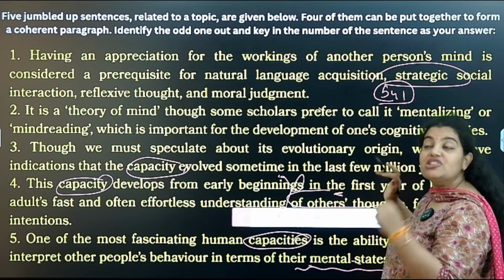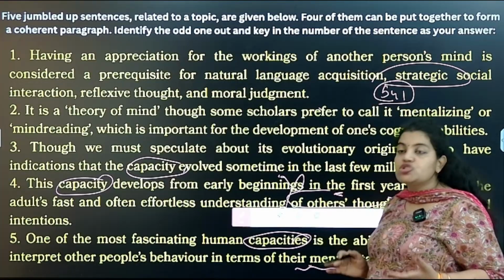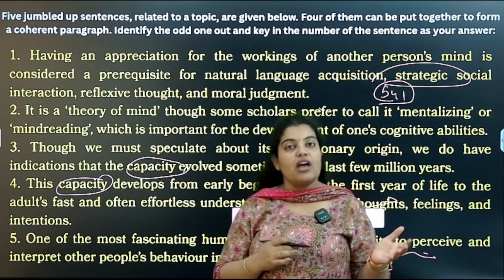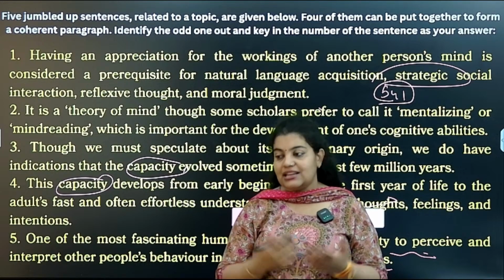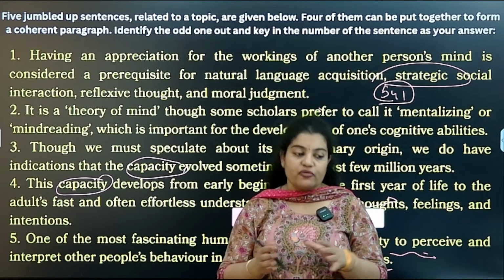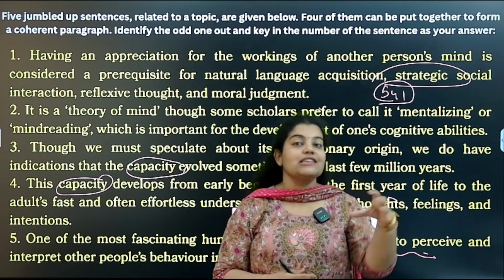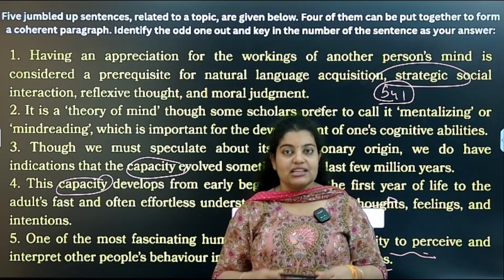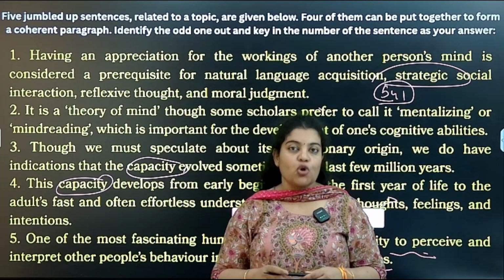Now that you're left with two options, closely examine those two sentences in context of the remaining sentences and look at which sentence gives a more coherent paragraph when placed with the remaining sentences. So that's it all about the odd one out.